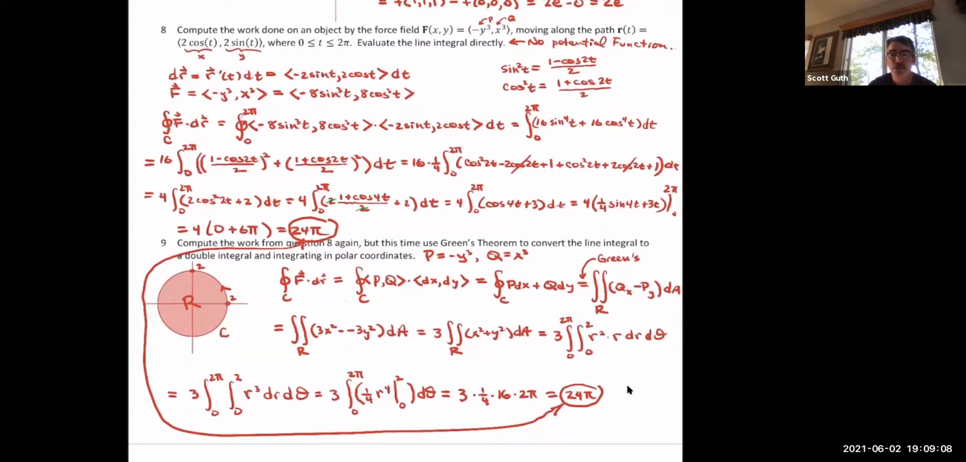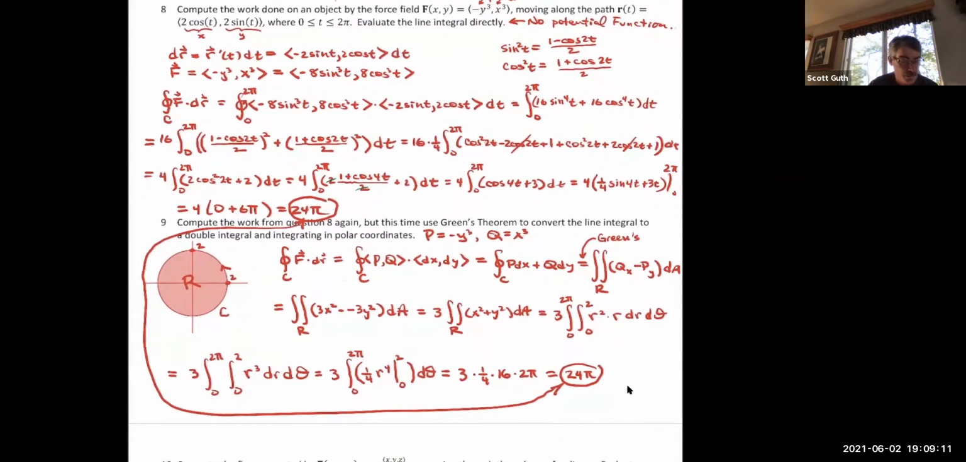That's Green's theorem. But the divergence theorem has a similar kind of thing going on, and Stokes' theorem has a similar thing going on. So we better keep moving here.